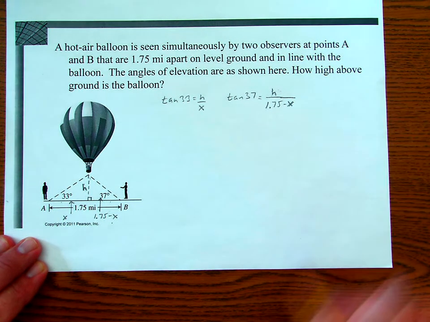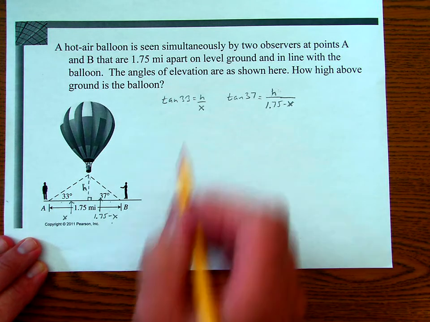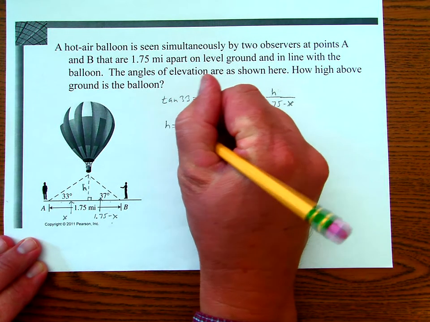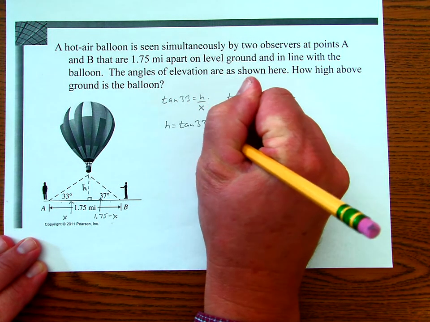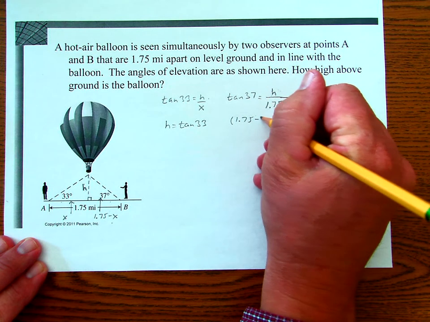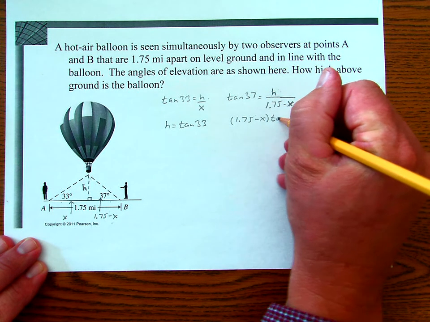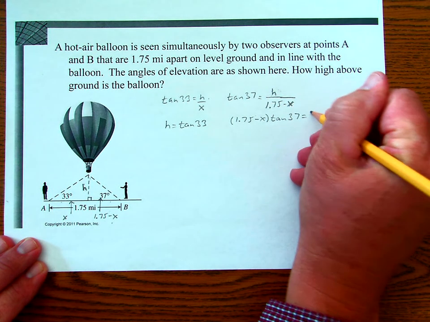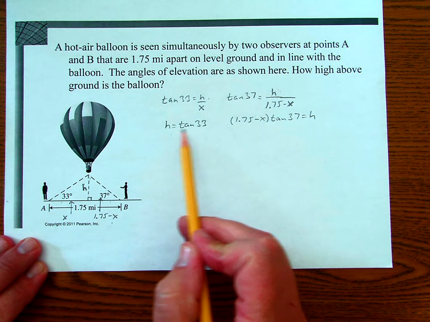So I can solve this for h, solve that for h. If h equals this and h equals that, we can set these two expressions equal to each other.